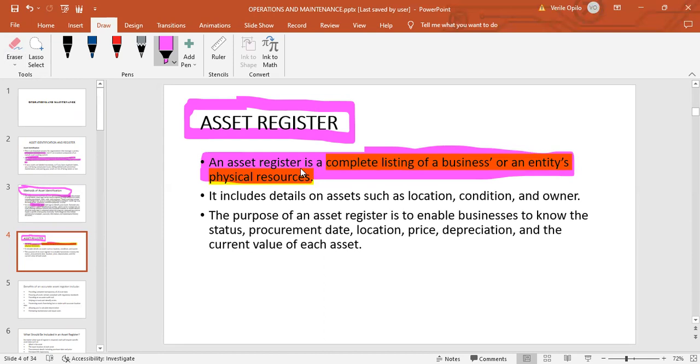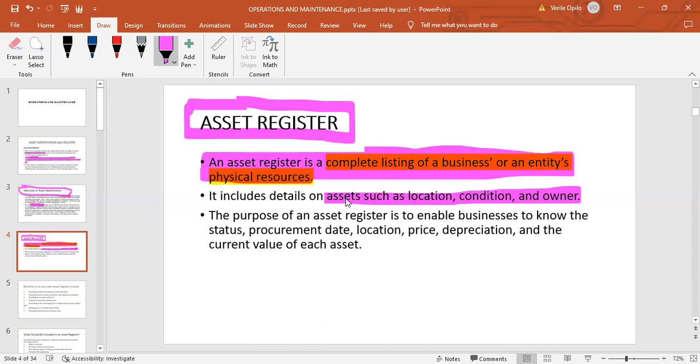You need to be able to describe them, and you provide a list of them in the asset register. So the asset register is going to include details of all the assets in the company, such as the location of the asset, the condition of the asset, and the ownership of the asset. Is it the company that owns that asset, or maybe the asset has been rented or leased? All those details relating to the asset will be included in the asset register.